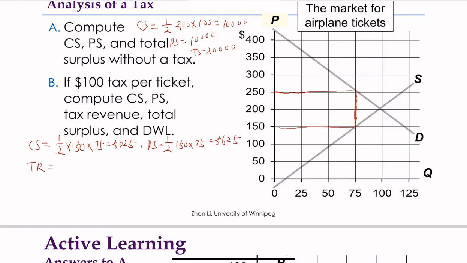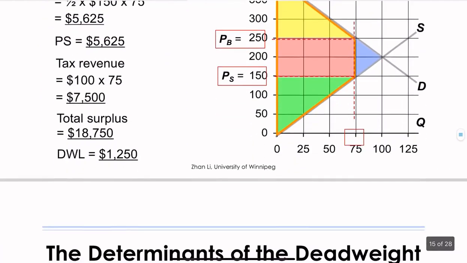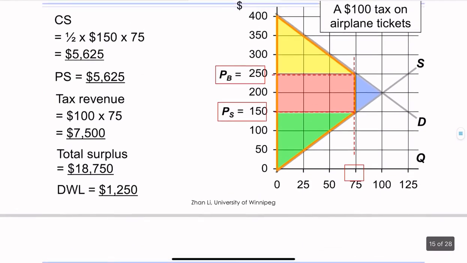Now tax revenue is given by the size of the tax times quantity. So it's 100 times 75, which is 7,500. Now total surplus equals the sum of these three values. So it's 5625 plus 5625 plus 7500, which is given by 18750.